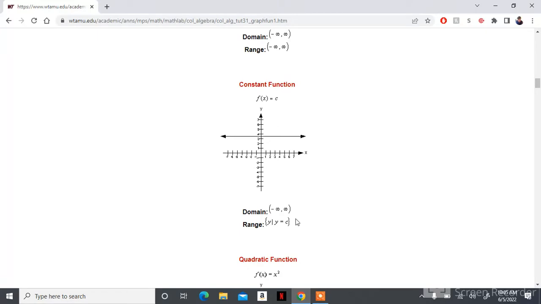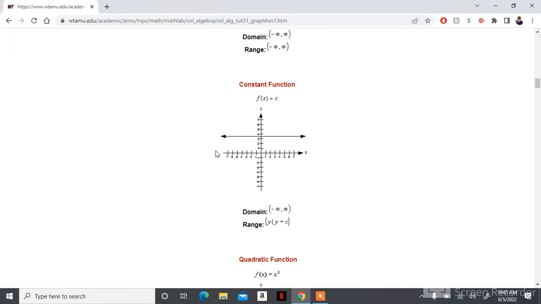So the range is like y, blah, blah, blah. This makes it easier to explain domain. Domain is dealing with left and right. As long as the arrows are pointing left and right, then it has a domain.